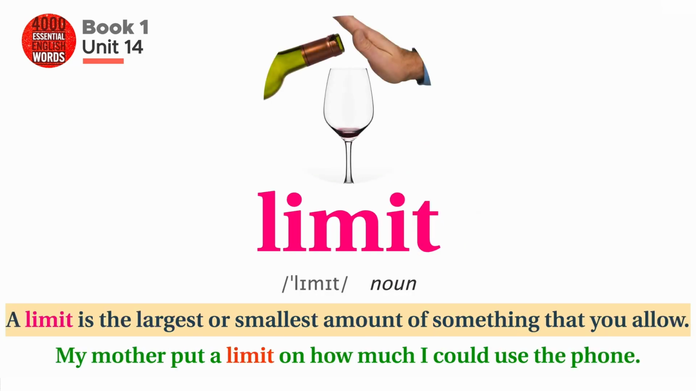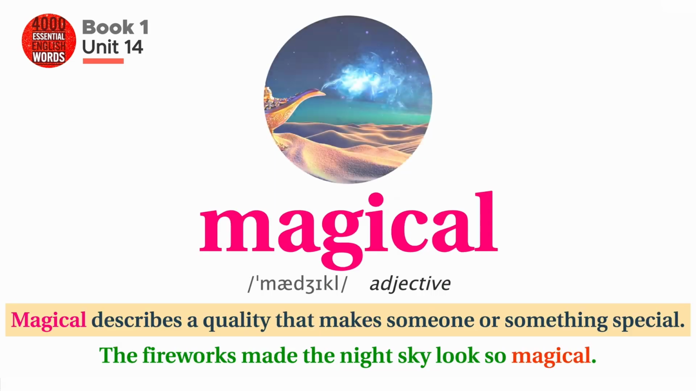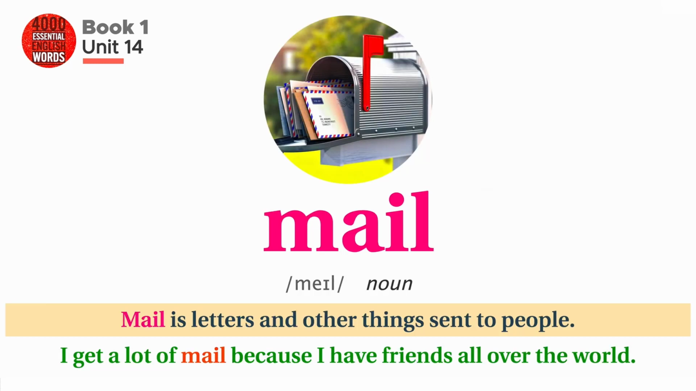Limit. A limit is the largest or smallest amount of something that you allow. My mother put a limit on how much I could use the phone. Local. If something is local, it is nearby. The local market in my neighborhood sells all the food we need. Magical. Magical describes a quality that makes someone or something special. The fireworks made the night sky look so magical. Mail. Mail is letters and other things sent to people. I get a lot of mail because I have friends all over the world.